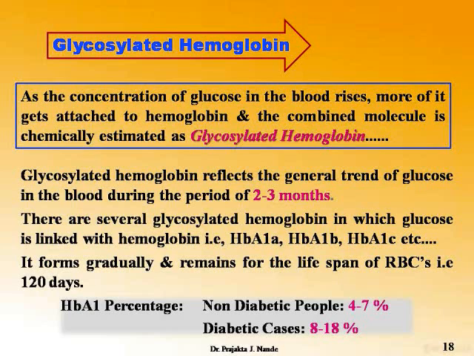There are several glycosylated hemoglobins in which glucose is linked with hemoglobin, but HbA1a is the most common. It forms gradually and remains for the lifespan of RBCs, that is for 120 days. If HbA1a is greater than 8%, then the person is diabetic. For non-diabetic people, the range is 4 to 7%.